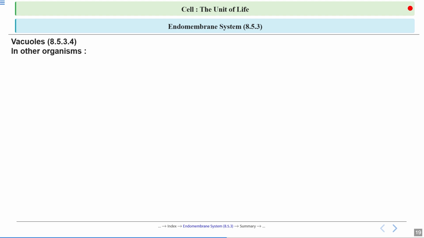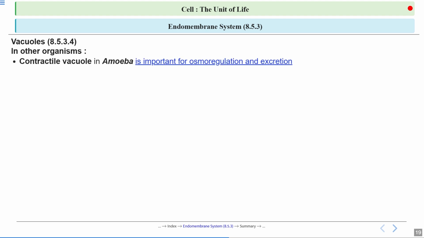Now, let's talk about the vacuoles in other organisms. Amoeba consists of contractile vacuoles. So, vacuoles can be of different types. First is contractile vacuoles in amoeba. Amoeba is a eukaryote. Okay, it belongs to kingdom Protista. So, contractile vacuoles are present in amoeba.